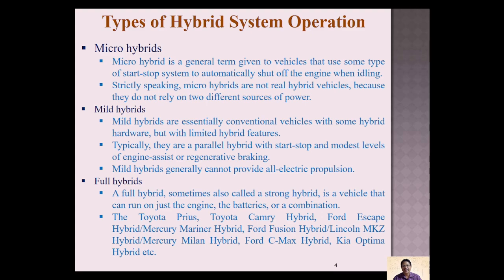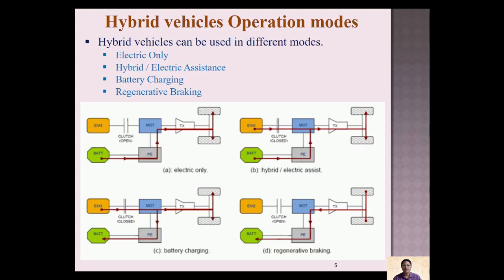So three kinds of operation are possible, and it can also assist regenerative braking, so it can charge the battery with electricity produced while braking the vehicle. The Toyota Prius, Toyota Camry hybrid, Ford Escape and many other cars operate with hybrid energy sources. Hybrid vehicle operation modes are classified into four types.